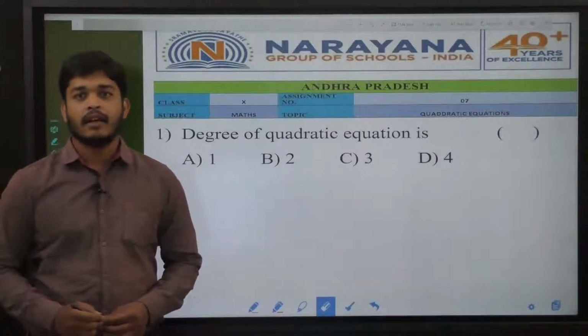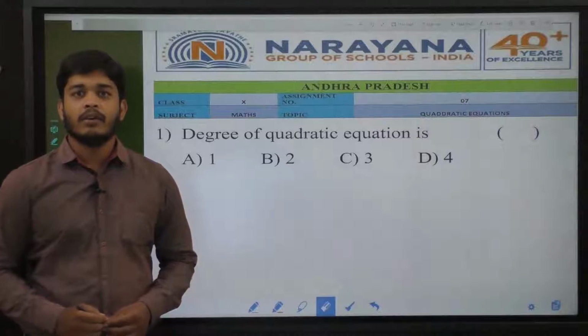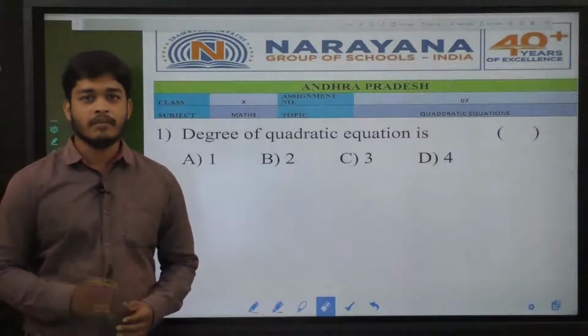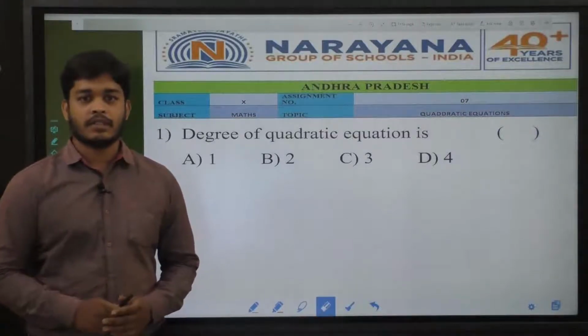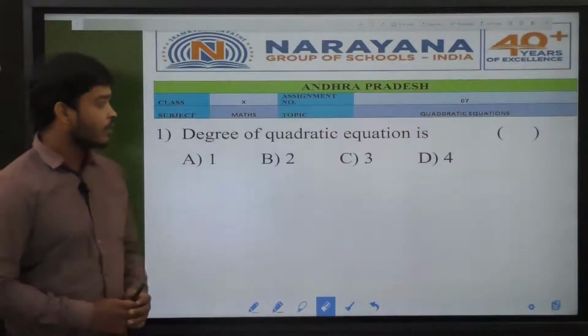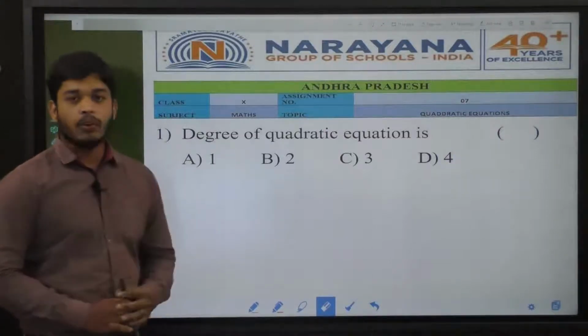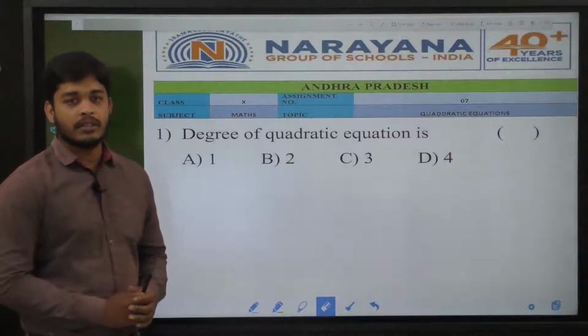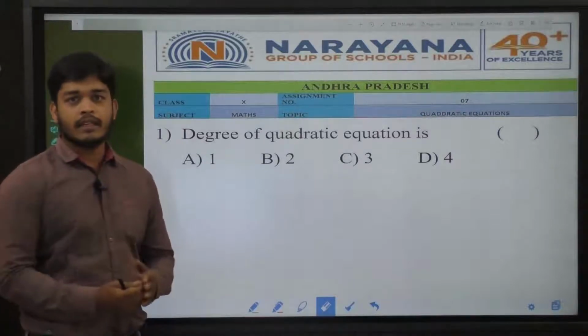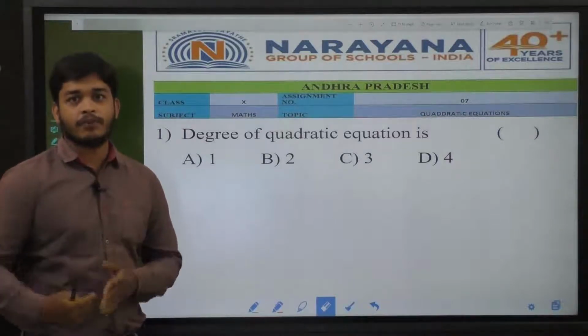Today we are discussing 10th standard mathematics, quadratic equations, assignment number 7. See the first question: the degree of the quadratic equation is? So what is the degree of the quadratic equation? You know that based on the degree, we have different types of equations.